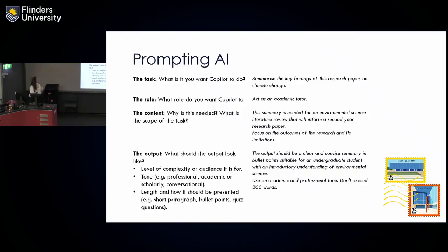What do you want, say, Copilot to do? Okay, in this context, I want it to summarize the key findings of a research paper on climate change. What role do I want Copilot to play? So outline what role it is. Act as an academic tutor. What is the context? So why do I need this? What is the scope of the task? So this summary is needed for an environmental science literature review that will inform a second-year research paper, focus on the outcomes of the research and its limitations.